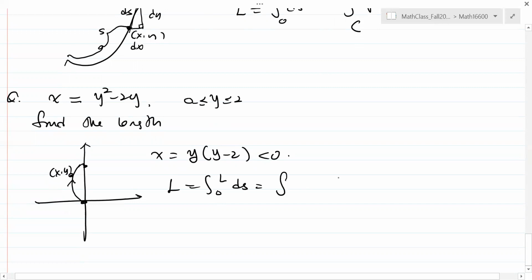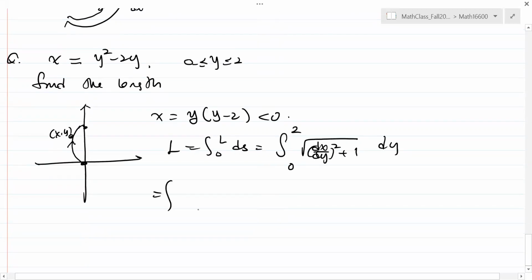Here clearly you have to take dy out instead of dx, so dx over dy, because the dependency of x on y is simple, just a polynomial. The y value is from 0 to 2, so you should write down this. You should use the y variable for the integral. Then the derivative of x with respect to y is given, so we have the integral of the square root of (2y minus 2) squared plus 1, dy.